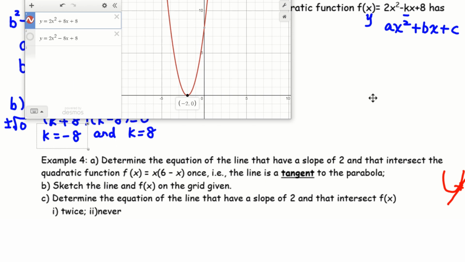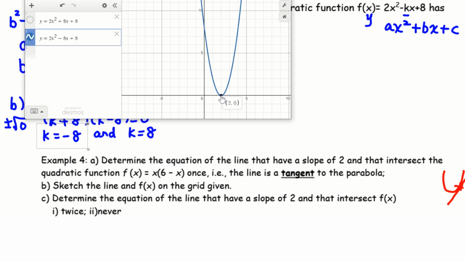And if k equals positive 8, you will have 2x squared minus 8x plus 8. That is the blue graph. And you will see now you have one point of intersection with the x-axis. After that, the question asks how you are going to change this k value. Then you will have more than one. You will have two points of intersection.